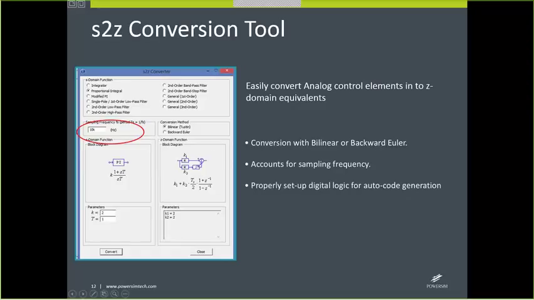So we have a conversion tool to help you deal with the math to convert an S-domain transfer function into a Z-domain transfer function. In the utilities menu, you just pull up the S to Z converter, and you type in your S-domain transfer function and put in the parameters. You define a sampling frequency, and you state if you want to do this with the Tustin or the backwards Euler, and it then gives you the block diagram that you need to implement with the parameters that you need to input for each one of those blocks.